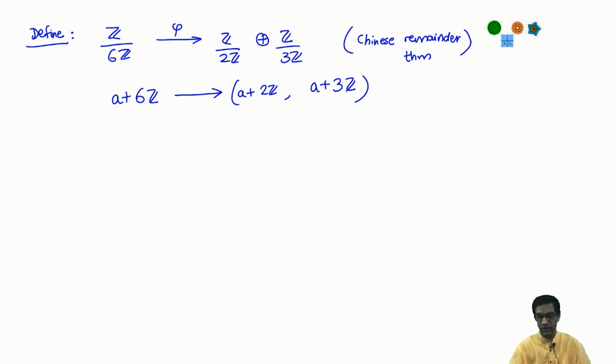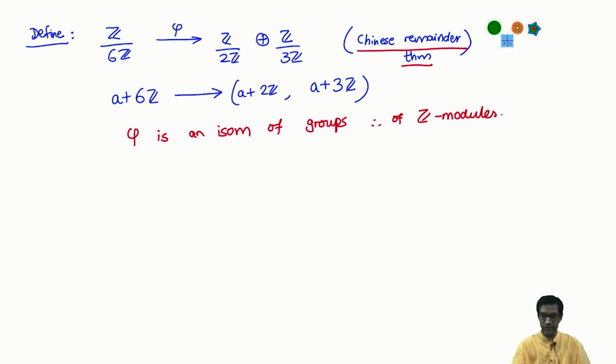Okay, so I'm sort of referring you back to this lecture, the Chinese remainder theorem. So recall phi was an isomorphism of groups. Well, they are both abelian groups in this case, so it is in fact an isomorphism of Z-modules in our case. So in this case, the direct sum is nothing but, well, we can identify it with the Z-module Z mod 6Z. So the conclusion: Z mod 6Z is actually isomorphic to the direct sum.